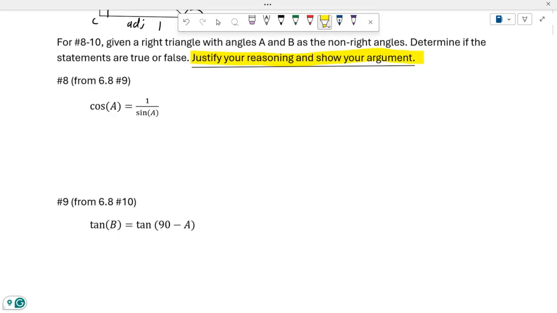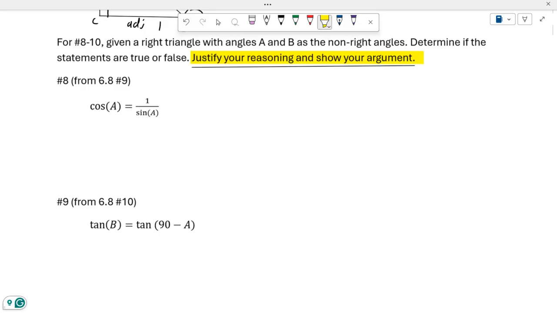I feel like sometimes students, I don't know if they deliberately ignore that statement or they just genuinely skip over it or whatever. With a true-false question, you've got a 50% chance of being right if you just guess, right? It's either true or it's false, and that's it. So with a true-false question, you really have to back it up a little bit, right? So if all you said was true or false, but you didn't have anything else on your paper, that's not good. The directions specifically say justify your reasoning and show your argument.